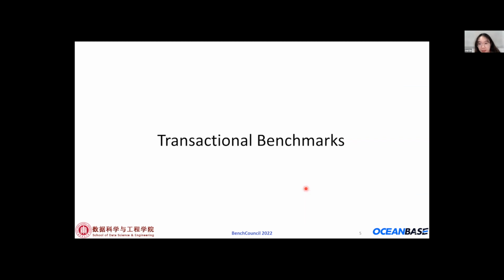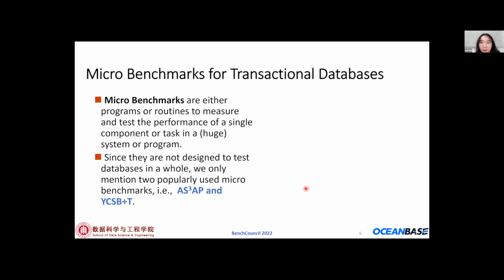Here, we would like to explore the supporting capabilities of current transactional benchmarks in terms of the choke points of distributed databases. And we classify them into macro benchmark, application-oriented benchmark, and purpose-oriented benchmark. Macro benchmark cares more about the performance of a sub-component. Here, we mention two popularly used macro benchmarks, that is AS3AP and YCSB+T. And then we take YCSB+T as example.